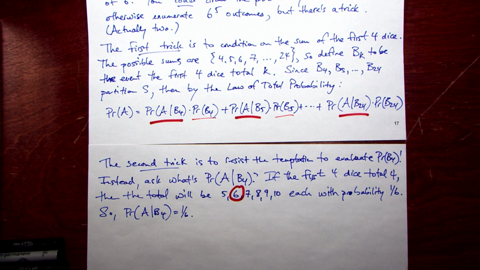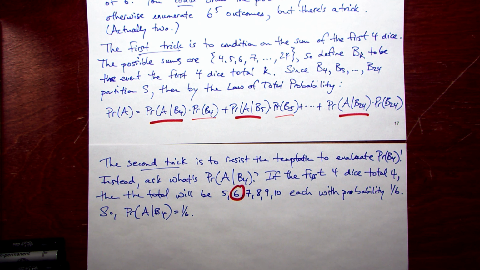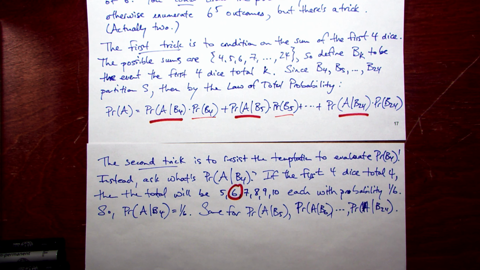Just to recap the argument: the probability that on 5 dice you get a total divisible by 6, given that the first 4 equal 4, you have to add one more die to 4. It's 5, 6, 7, 8, 9, or 10. Only one of those is divisible by 6. And for any 6 contiguous numbers, exactly one is going to be divisible by 6. So this is going to be the same for the probability of A given B5, A given B6, and so on, up to A given B24. They're all 1/6.